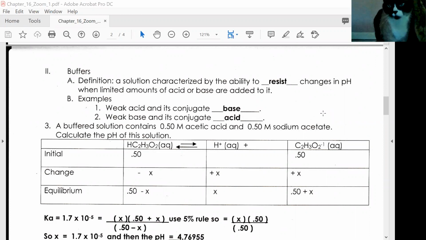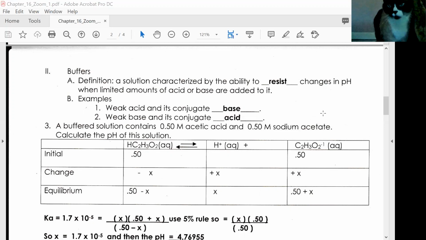So now we're going to learn about buffers. A buffer is defined as a solution characterized by the ability to resist changes in pH when limited amounts of acid or base are added to it. Buffers work in pairs, kind of like how your shoes are in pairs. You have a right shoe and you have a left shoe. For buffers, you have a weak acid and its conjugate base, or a weak base and its conjugate acid.